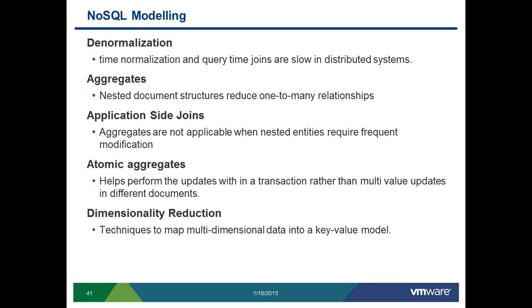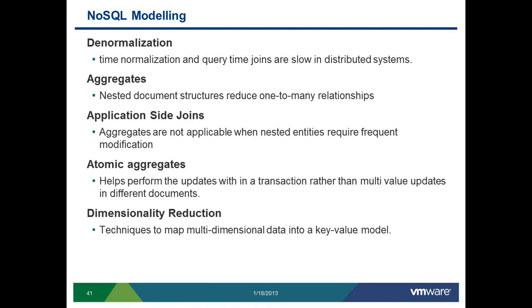And then application side joins. Here we talk about joining on the application side rather than joining on the database data store side. Since there are a lot of technologies to do distributed computing, we should leverage the application side joins in order to access the data very fast across multiple document stores.